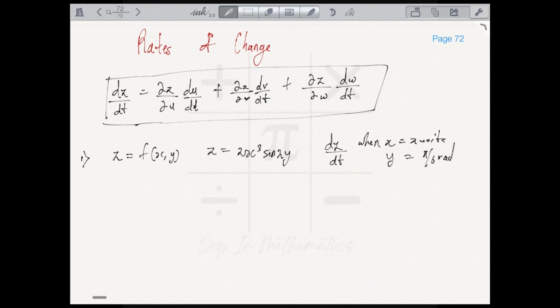and x is increasing at 4 units per second, and y is decreasing at 0.5 units per second. So let's solve.